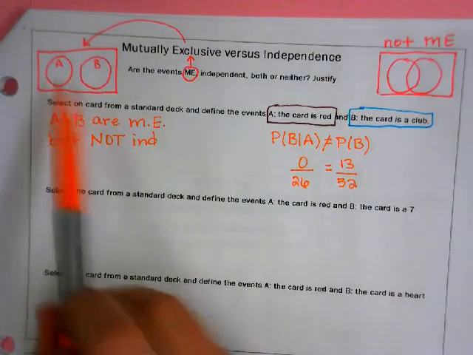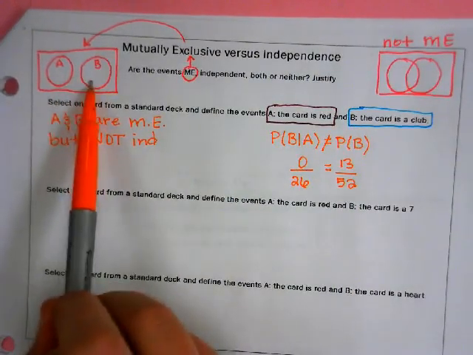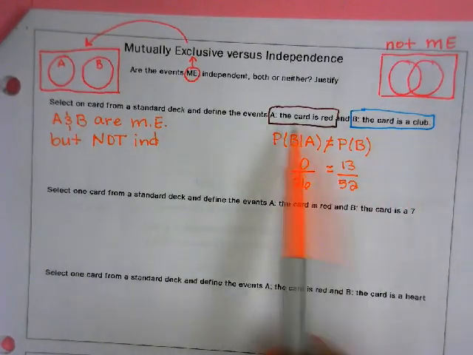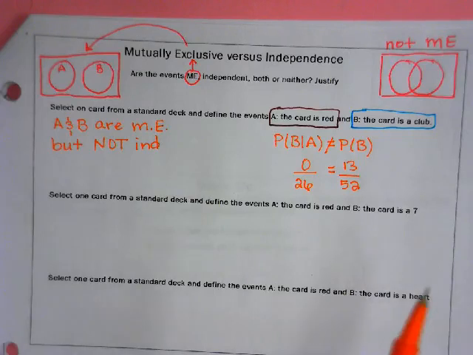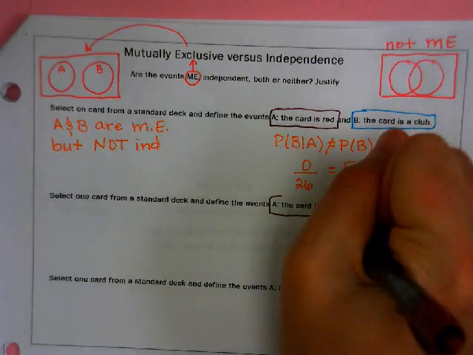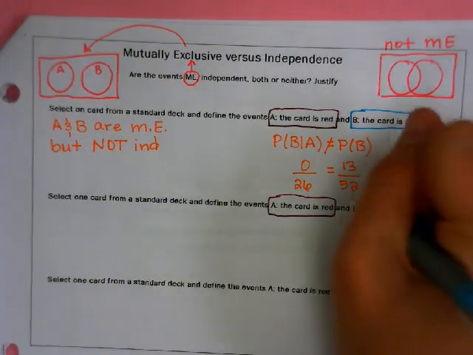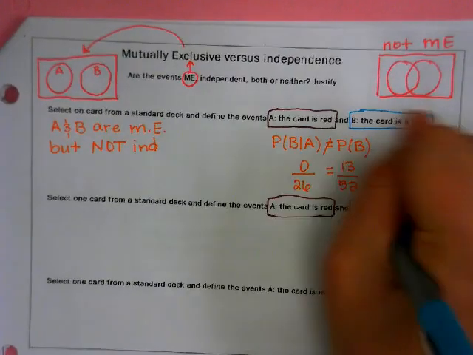All right, next situation, same thing. We're going to select one card. Event A, the card is red. Event B, the card is a 7. So, mutually exclusive or not? Can I have a red 7? Yes. So these are not mutually exclusive.